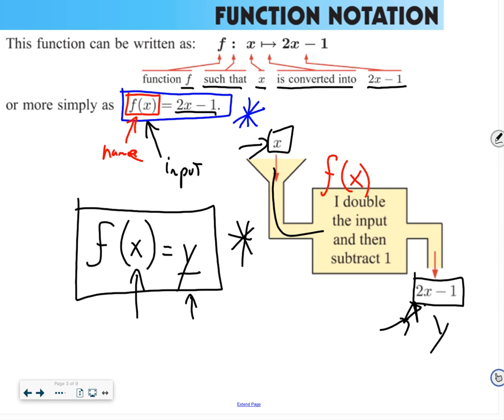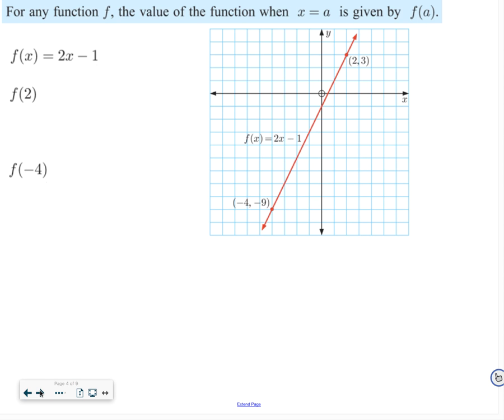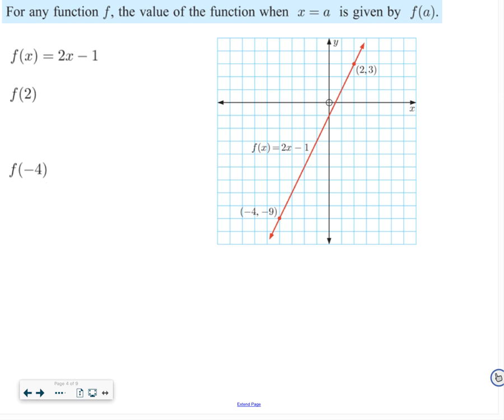Okay, so as we go forward here, we're going to look at these functions. For any function f, the value of the function when x is equal to a is given by f of a, meaning we just substitute in whatever value is in this spot. So, using the same function as before, if f of x is equal to 2x minus 1, and I want to find f of 2, what this says is I need to let my x be equal to 2. So on my right side I get 2.